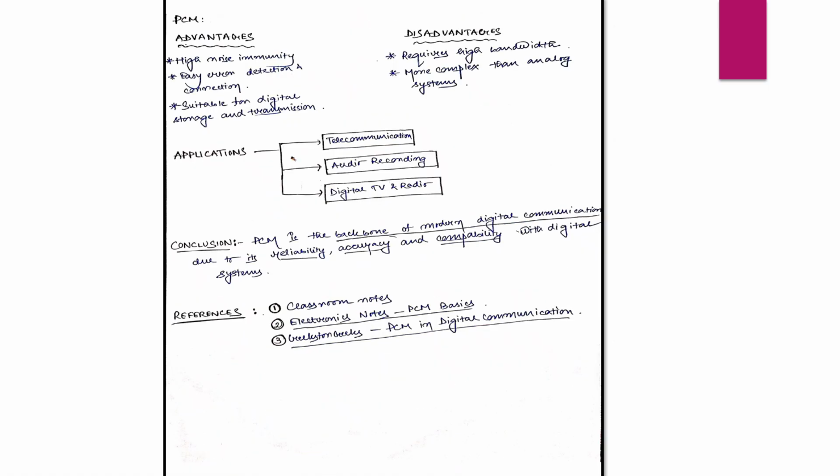Now we'll discuss the PCM advantages and disadvantages. First, PCM is very less prone to noise. There is high noise immunity, and errors can be easily detected and corrected. It is very suitable for digital storage and transmission. The disadvantages are that it requires a very high bandwidth, and it is more complex than the analog communication system. As for applications of PCM, in the electronics and telecommunication field it is highly used. It is used for audio recording, digital radio, TV, and radio transmission.